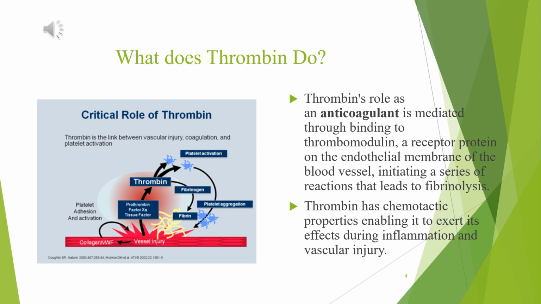So there's a slide over here on the left you can look at. But when thrombin is activated, there is a link between vascular injury, coagulation, and platelet activation. So thrombin is that link, okay? So something happens, there's a wound, there's an injury, and thrombin goes to that area because thrombin is a link between that vascular injury and how the blood clots and stops from bleeding out.